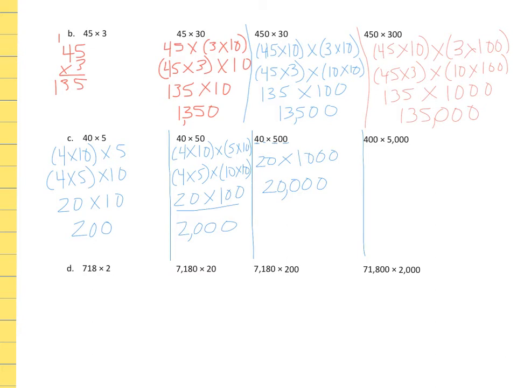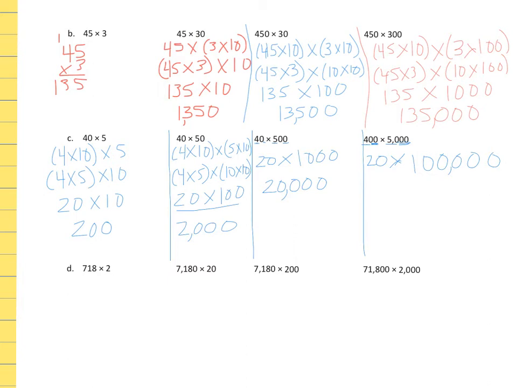Same thing with this one over here. 4 times 5, that's going to be 20. Basic math fact. And we have 2 zeros. That represents 100 in 400. And we have 3 zeros. That represents 1,000 in 5,000. So if you add those zeros together, that's going to be 5. What number, 10, 100, 1,000, 10,000, 100,000, has 5 zeros in it? That's going to be 100,000. That has 5 zeros.